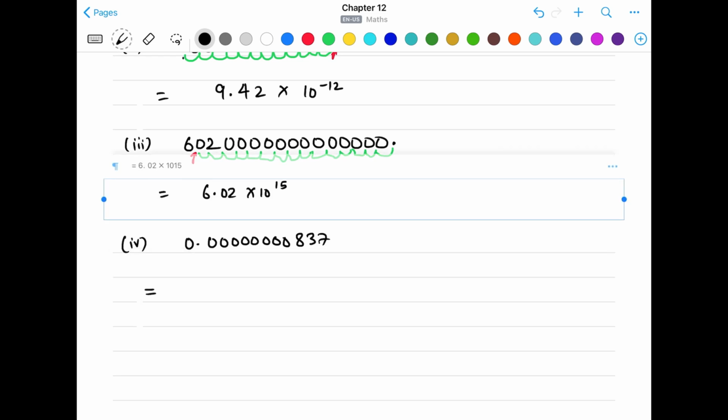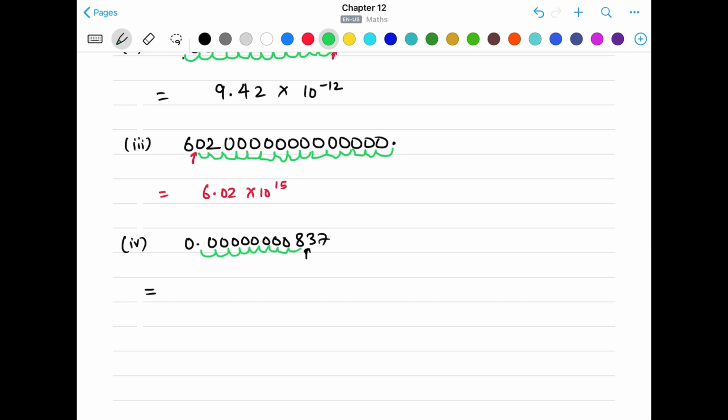Okay, so since we're having a decimal here, we're going to shift the decimal toward the right-hand side. Let's count the number of places. We are going to want to bring it here. We have 1, 2, 3, 4, 5, 6, 7, 8, and 9. So this will be 8.37 times 10 raised to power minus 9.